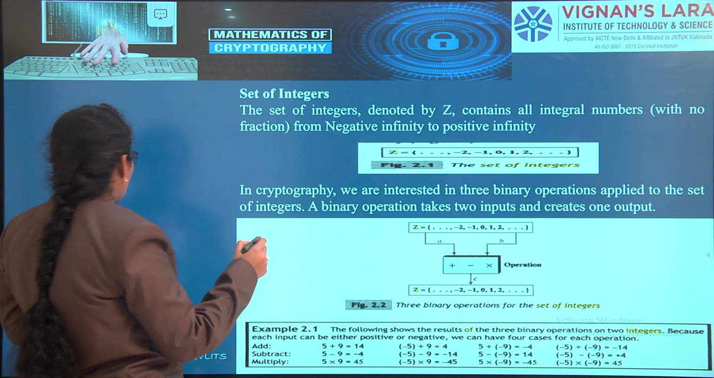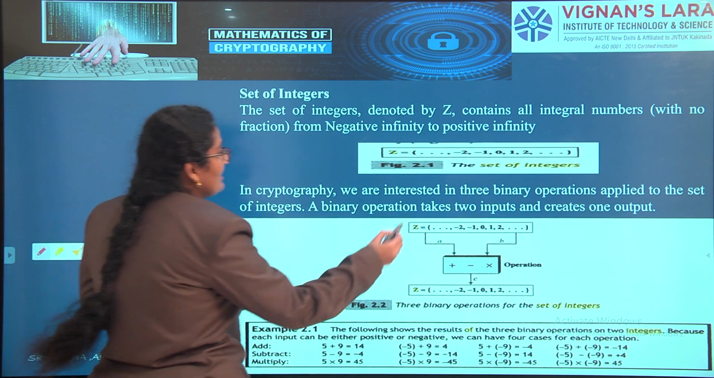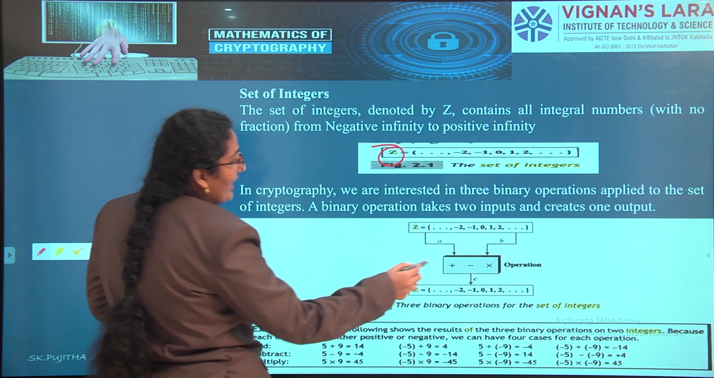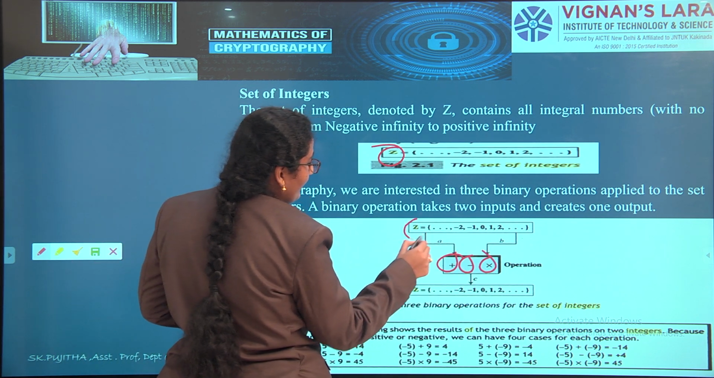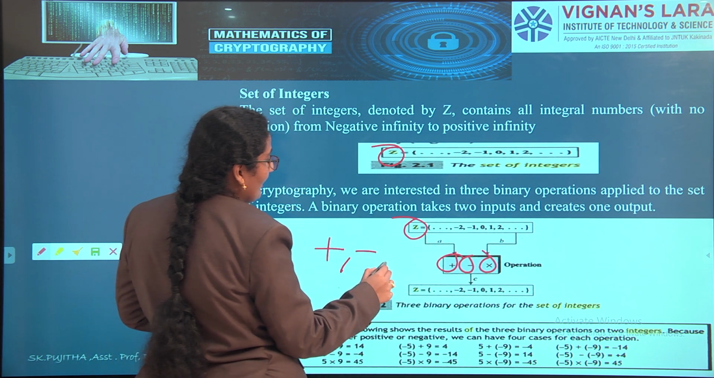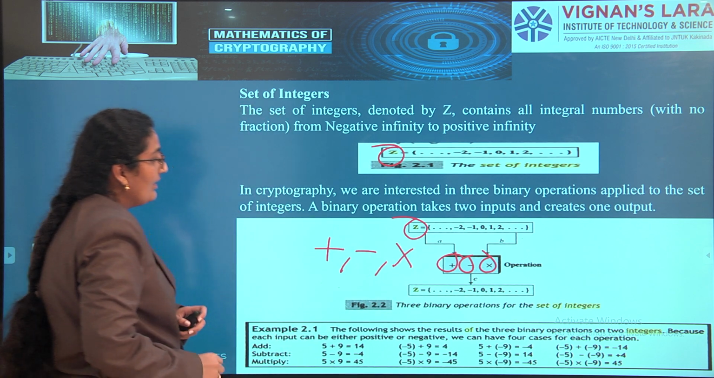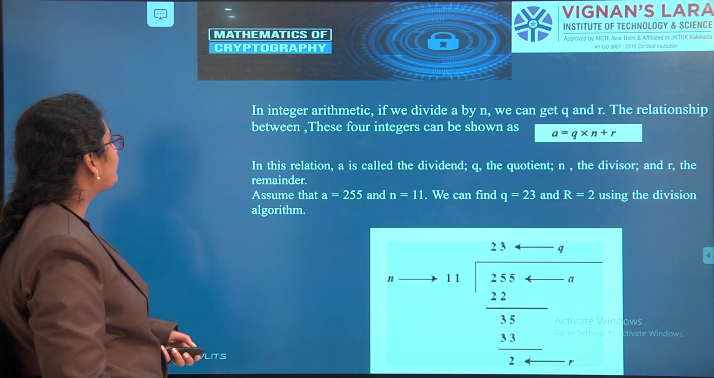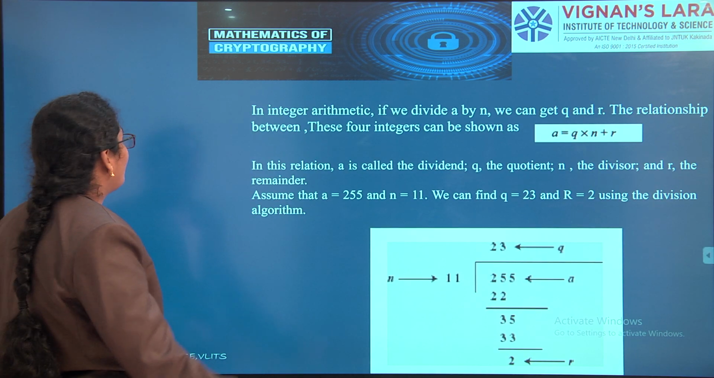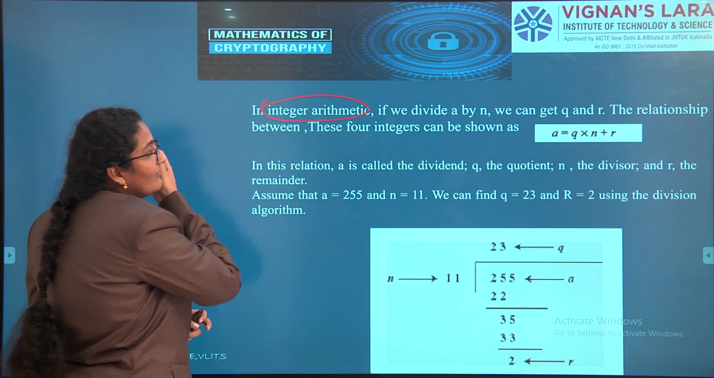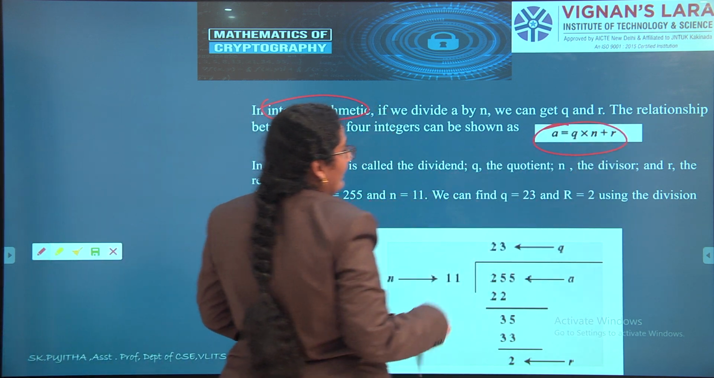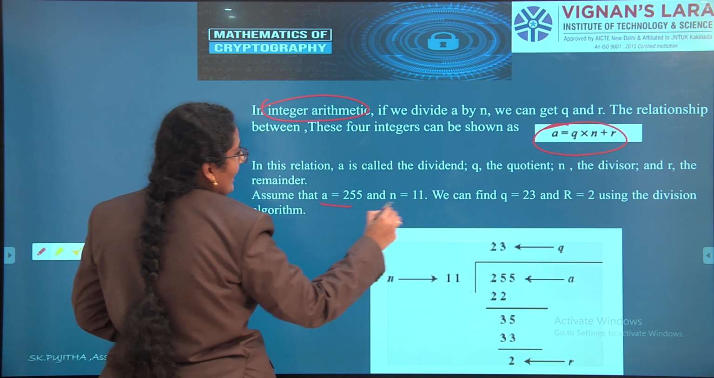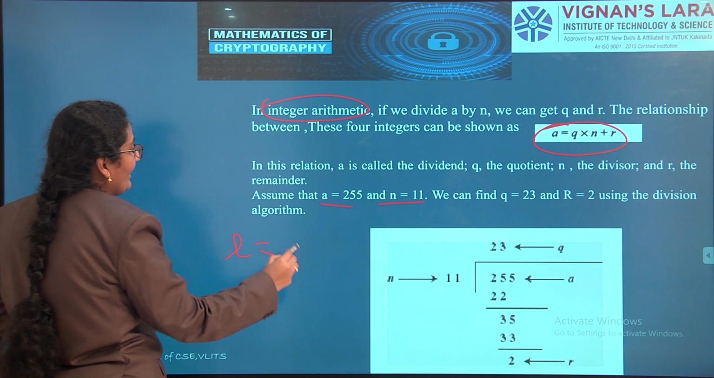So first we have taken integers. We are performing three operations on integers. The three operations are addition, multiplication, subtraction. And we have seen examples for that. After that we came into integer arithmetic, where we have the division rule. In this division rule we have taken an example and solved it, where we got remainder 2.